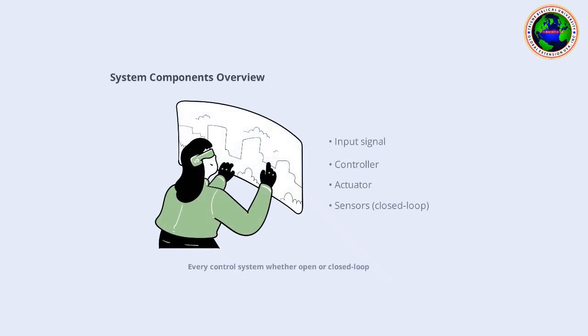Every control system, whether open or closed-loop, is made up of several key components. These typically include an input or reference signal, a controller and actuator, and the process or plant being controlled. In closed-loop systems, sensors and feedback paths are also essential. Understanding these components is crucial for designing effective control systems.